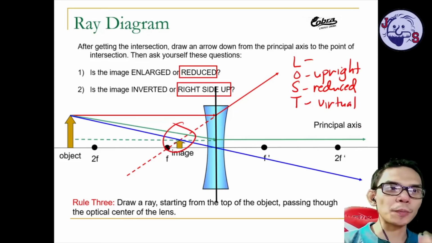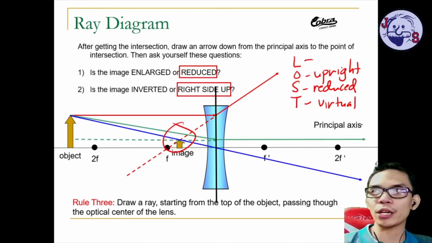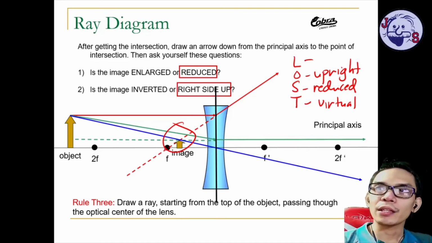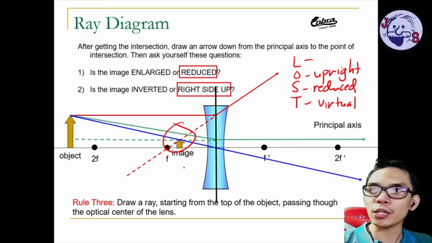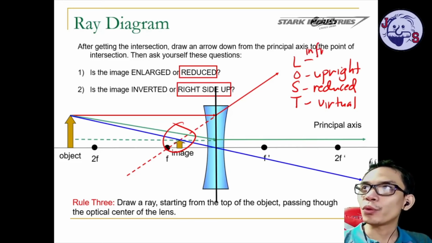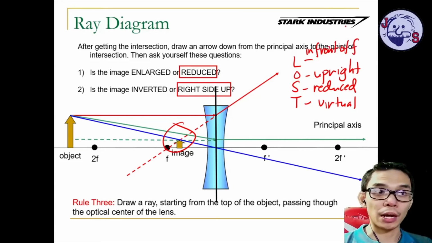Now, in terms of location, what can we write about the location? We can say that the location is in front of F. That is also correct.